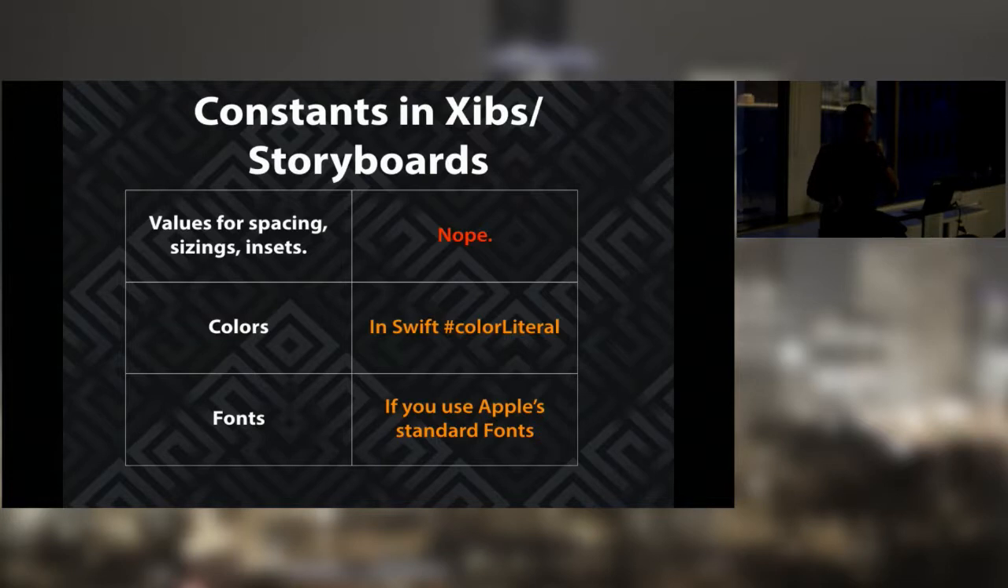And for fonts, if you use San Francisco as your font and use dynamic text, you're good. But if you're like HT and you use a custom font, you're no good. So I really do think, though, that the ability of having constants available in your programmatic layouts is a huge win over storyboards and divs.